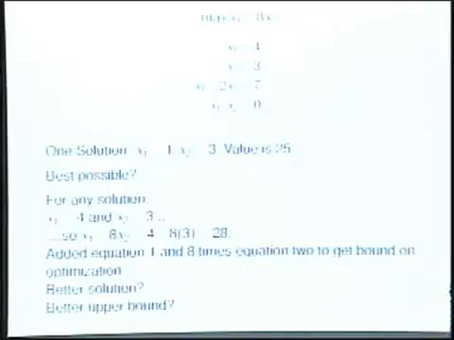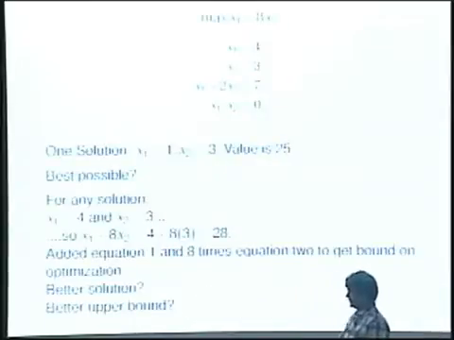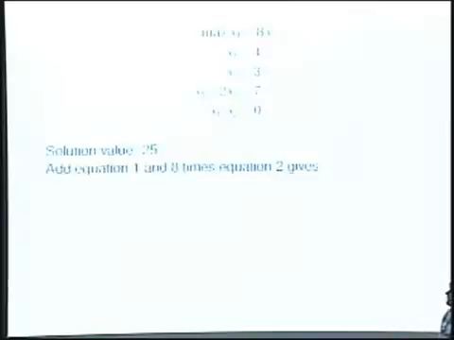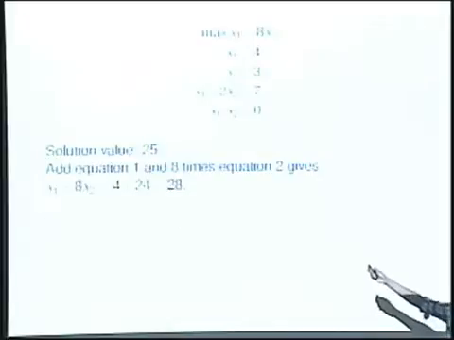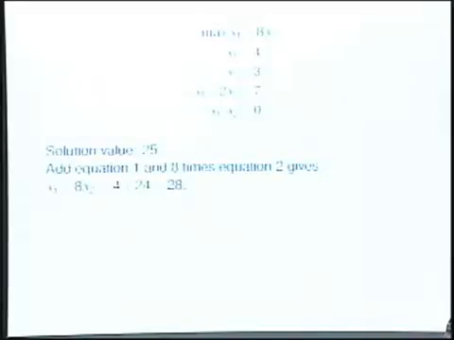So there might be a better upper bound, but he gave away the game by showing us a better upper bound. So let's look at the better upper bound. Again, the solution value is 25. You add equation 1 and 6 times equation 2, and then you get this bound. Well, that's what we did last time. We added equation 1 and 8 times equation 2, and that gave our bound of 28.